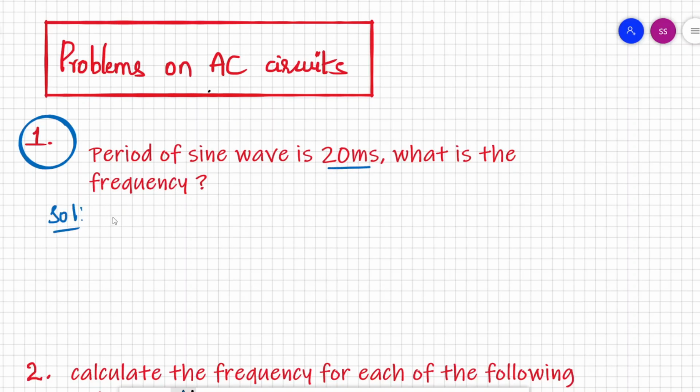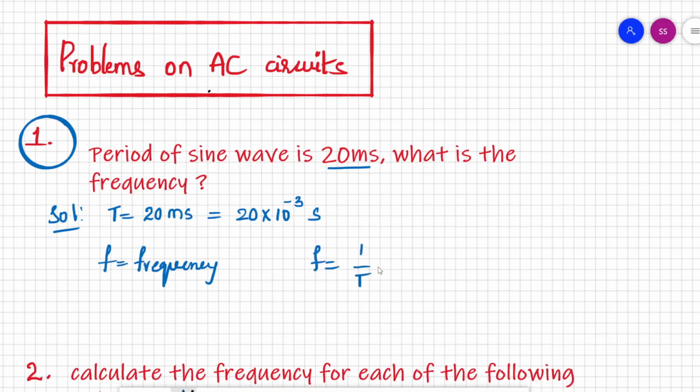We are given the time period T equal to 20 milliseconds. Okay, 20 milliseconds can be written as 20 into 10 power minus 3 seconds. Now we need to find frequency F. So what is the relation between frequency and time period? That is F equal to 1 by T, where T is time period.